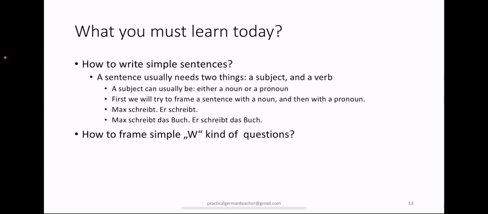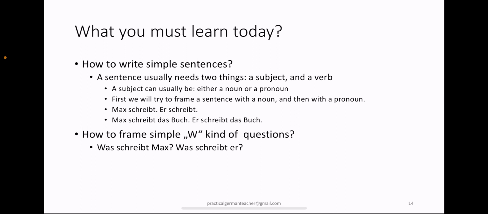Let's see how we can frame simple W kind of questions. So you start with the W word was, then the verb, and then the subject. Then again was, then the verb schreibt, and then the pronoun, that is the subject. Here the W word is was. The pronunciation is a little bit different than the English "was". So we say I was there, he was there, she was there. But the German is was.